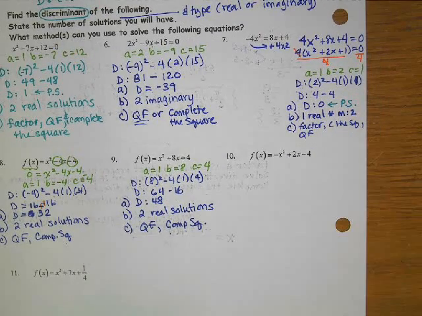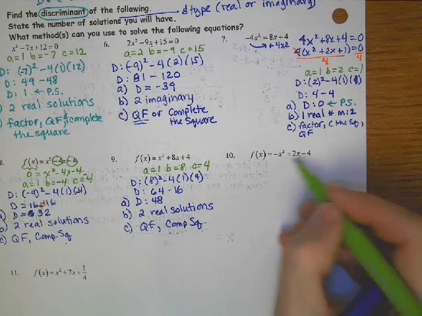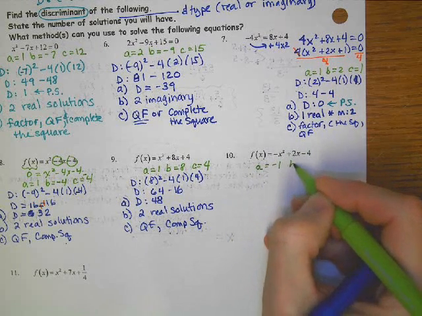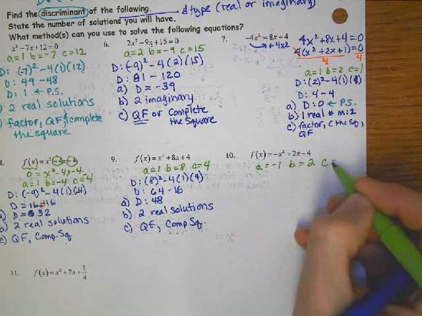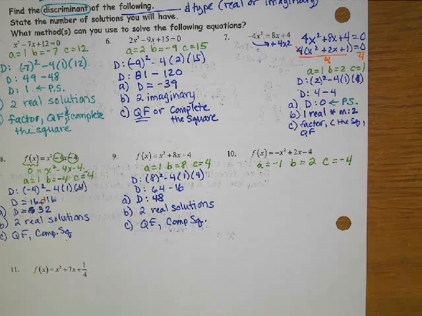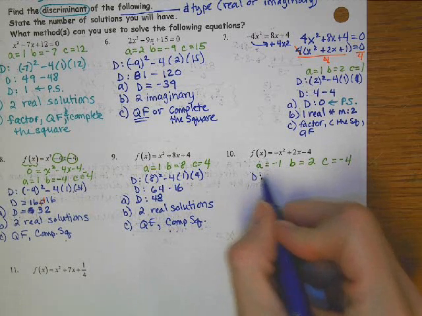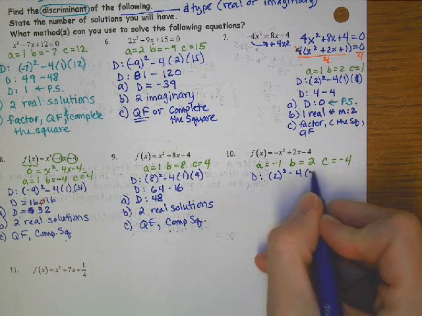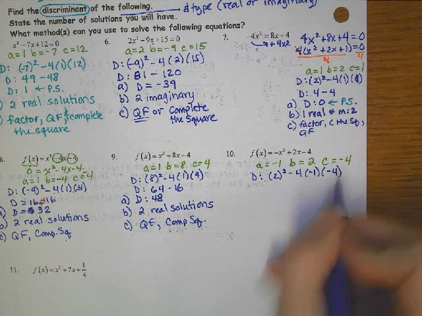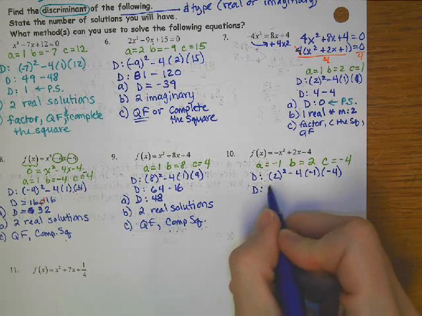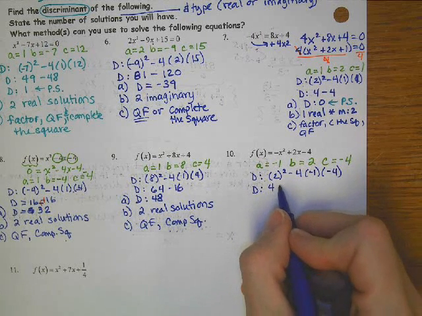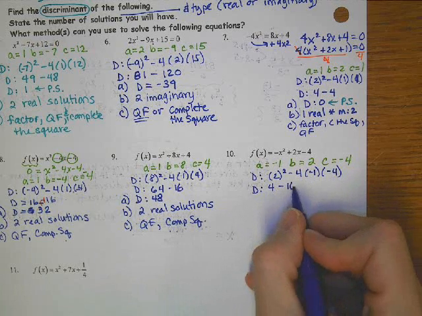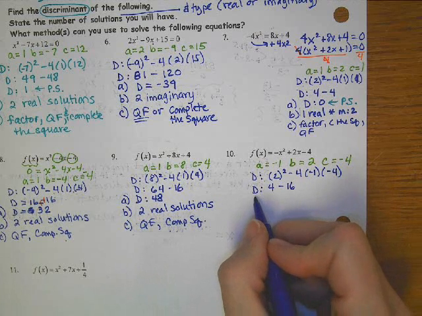All right, number 10. It's in the correct format, x squared, x, constant. So A is negative 1, B is positive 2, C is negative 4. That means when I plug that into my discriminant, 2 squared minus 4 times negative 1 times negative 4. So our discriminant is going to be 4 minus, that would be 16, which means that our discriminant is negative 12.